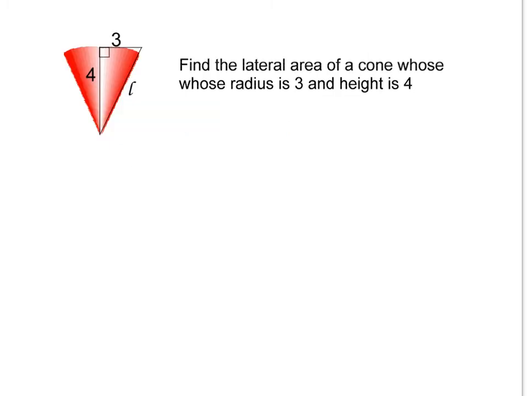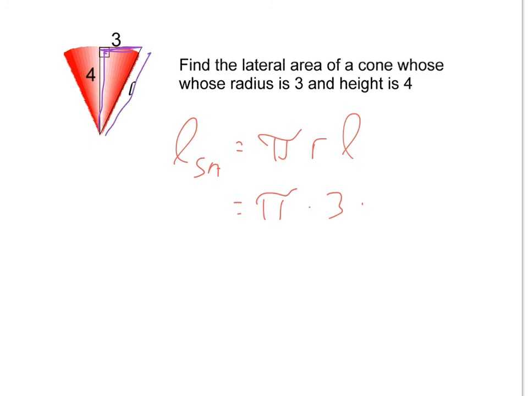All right. Find the lateral surface area of a cone whose radius is 3 and whose height is 4. So we know our lateral surface area is equal to pi r L. Well, in this case, pi is pi, our radius is 3, and not our slant height, but our true height is 4. I have a radius of 3, ding, ding, ding, 3, 4, 5. Our slant height is 5. So it looks like I have a lateral surface area of 15 pi.